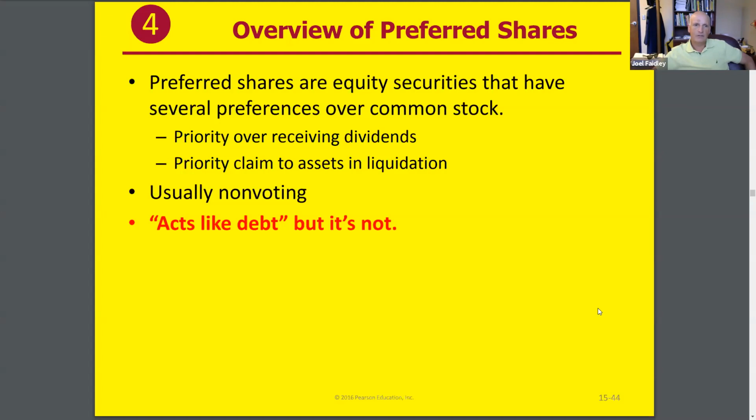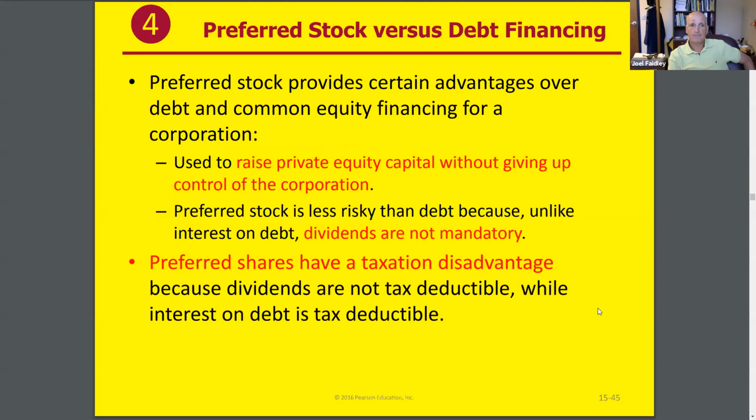It's usually non-voting. And if there's a liquidation, it's going to have claim to the assets before the common shareholders. And of course, the debt holders have preference even before that, before the ownership. Preferred stock versus debt financing.